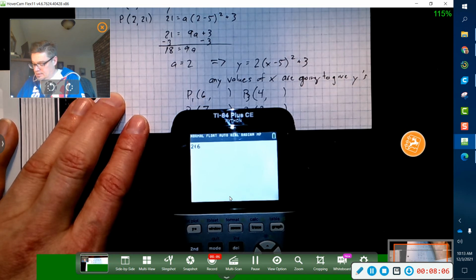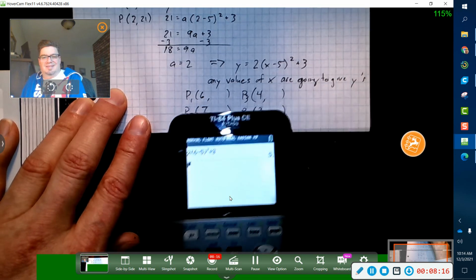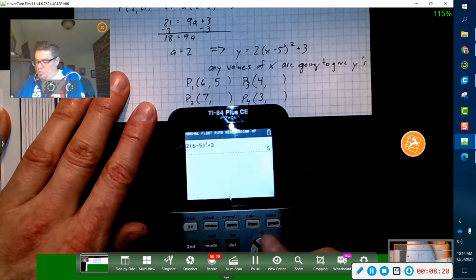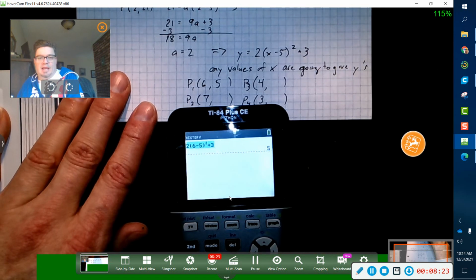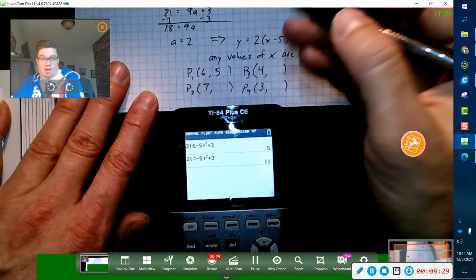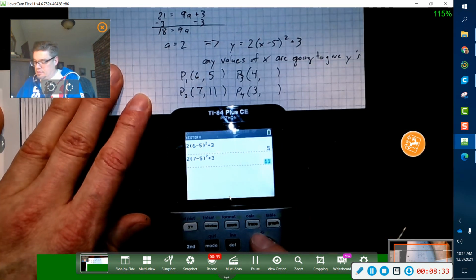So 6 minus 5 squared, and then we're going to add 3. Okay, so when I plug in a 6, I get 5. That's 1 point. The other one, I'm going to go up here, hit enter, copy that, and replace that 6 with a 7. You can do this on the other calculator as well. Mine's a little updated, but that's fine. Grab this, replace that 7 with a 4.